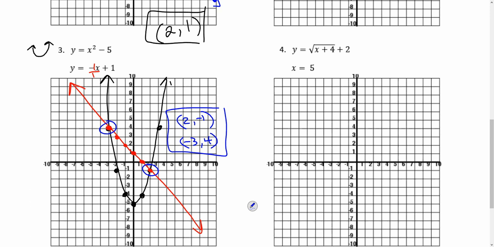On number 4, looks like a square root. You guys remember back to chapter 1, square root shapes have a starting point, and they go off like this. Now, to find that starting point, you don't need the calculator for that. The starting point is going to be the opposite of that number, and then the same as that number. So it's -4, and then 2. That's where this graph is going to start from.